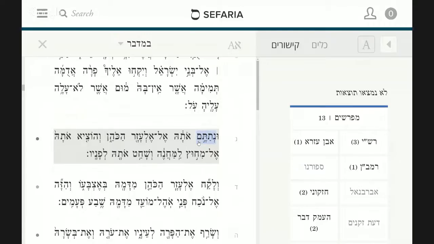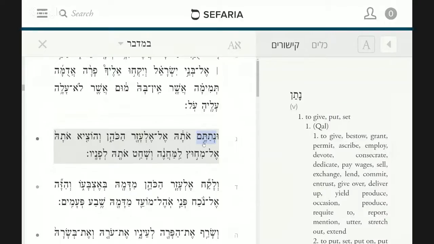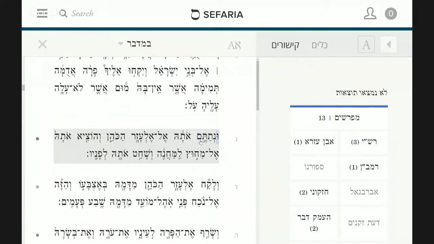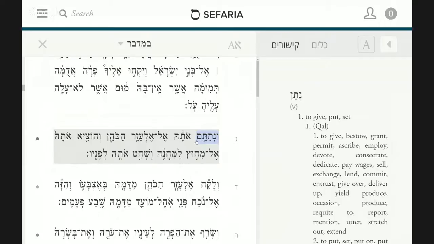So natatem would mean something to the effect of you have given, and it's speaking plural. But then this vav at the beginning reverses it and makes it the imperfect tense, which is more future, or in this case, more of a wish. It's like an instruction. So you shall give, ultimately, is what this means. Unitatem. So we're reversing the apparent tense.